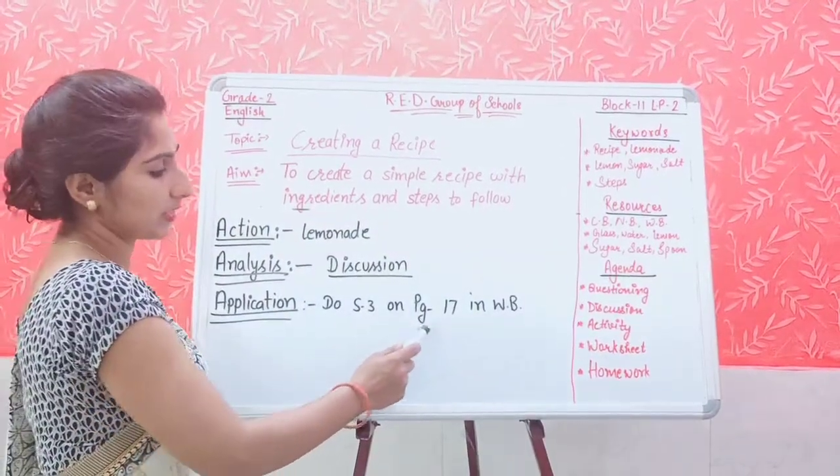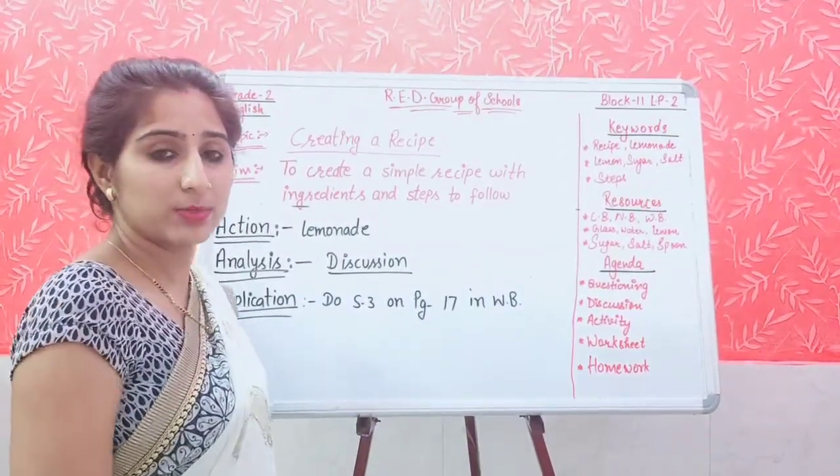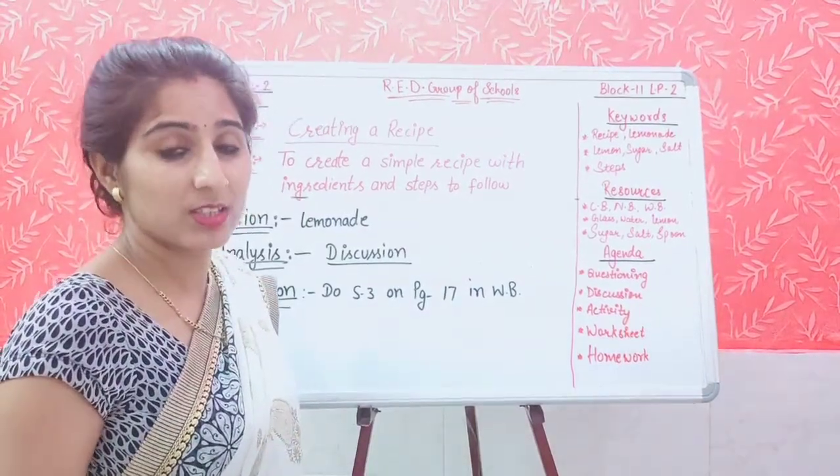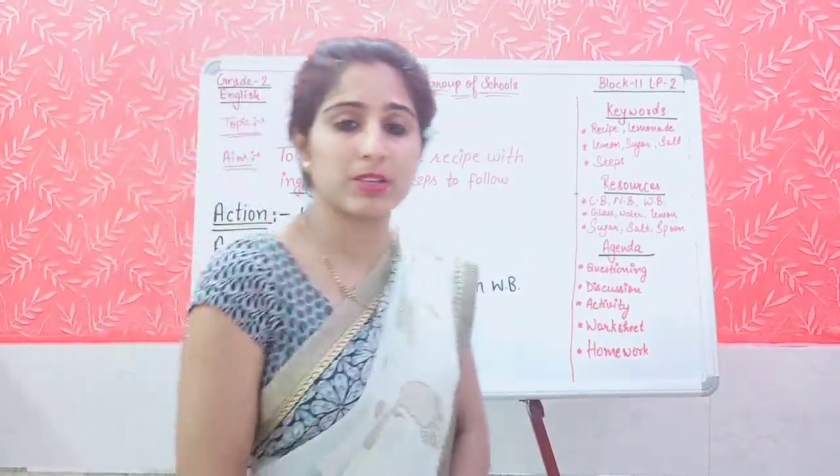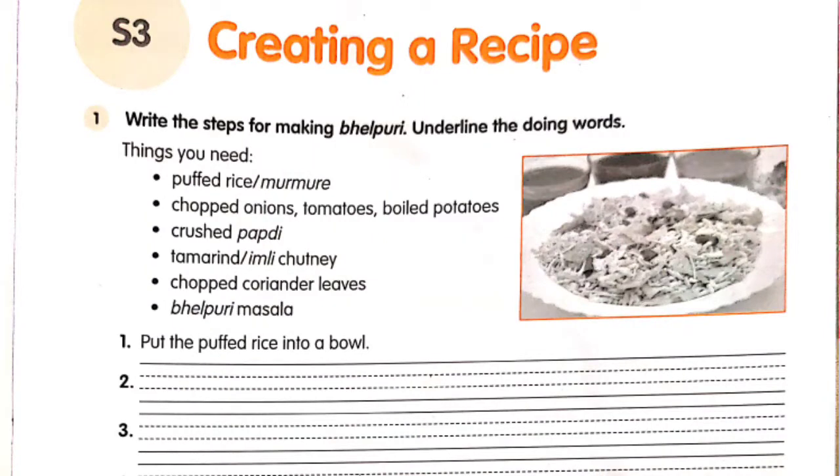Students, do S3 on page 17 in your workbook and it must be completed within 10 minutes. Now open your workbook, page number 17. S3, creating a recipe. Question 1. Write the steps for making bhel puri. Underline the doing words. Things you need: puffed rice, murmure, chopped onion, tomatoes, boiled potatoes, crushed papdi, tamarind imli chutney, chopped coriander leaves, bhel puri masala. So you need all these ingredients, students.